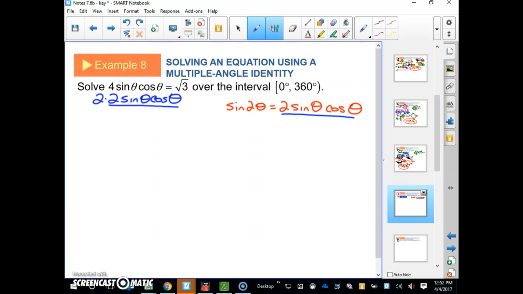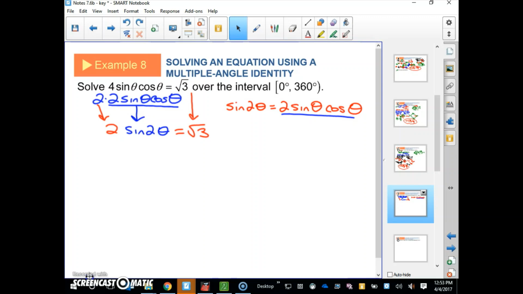2 sine theta cosine theta is equal to sine 2 theta. Let's bring down this 2, and bring down this equals square root of 3. I've just done something really important. I've taken an equation with more than one variable part and changed it into an equation with only one variable part, which means that I can isolate the variable in this equation.